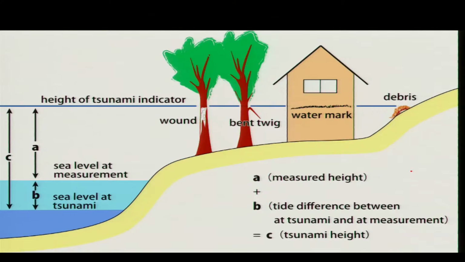Here it explains that this blue one is the sea level, and A is the measured height at the time of the event. Then B is the tidal difference between the time of the tsunami and the time of the measurement. The addition of these differences will give you the tsunami height, because you are taking the height from here, the extreme end, up to where it reached. This can be taken up after the tsunami.